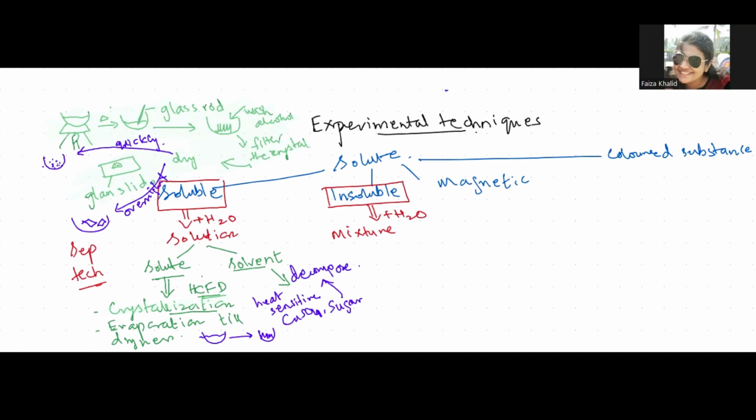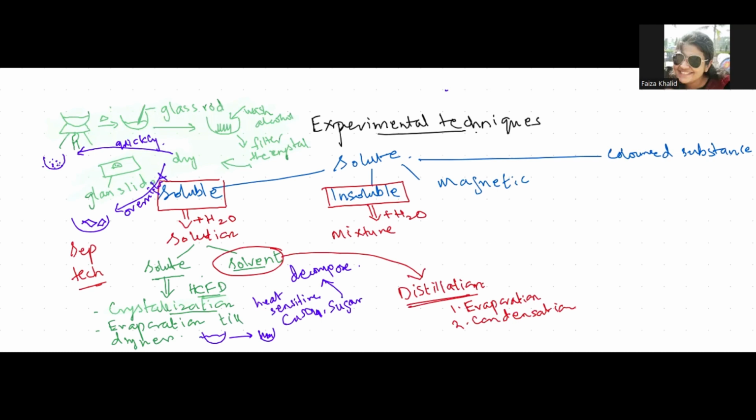How would you get the solvent back? You get the solvent back by distillation. Now, there are two processes by which you do distillation. What are those two processes? The processes. Evaporation and condensation. These are the two processes that you do in order to get the solvent back.